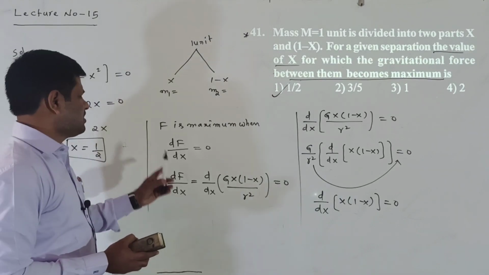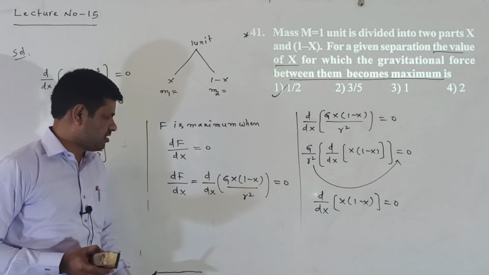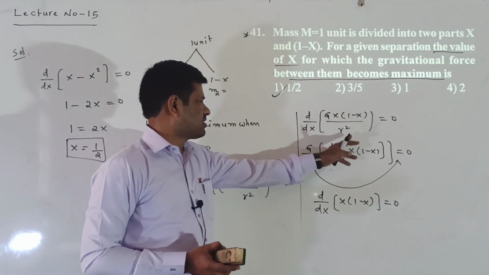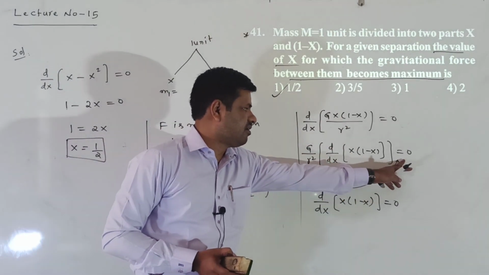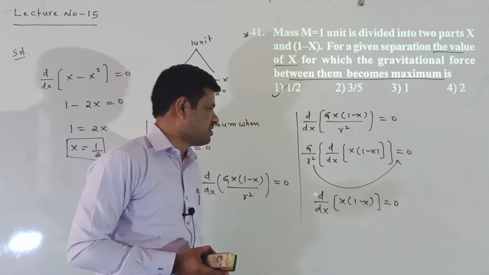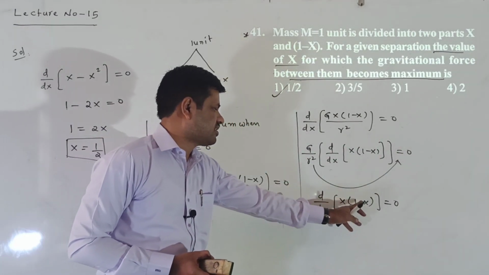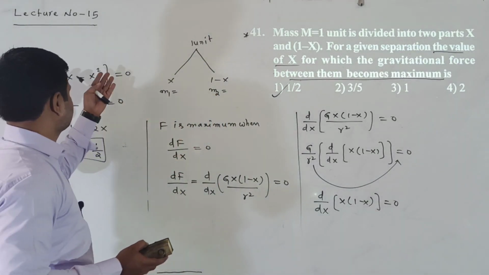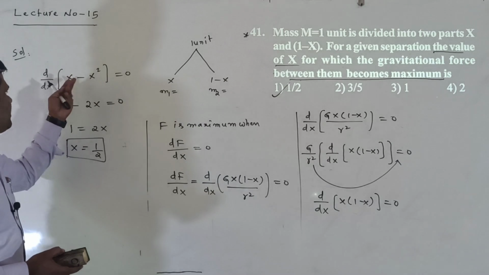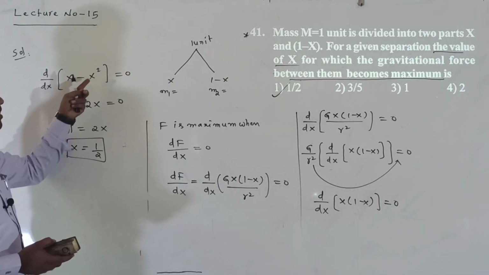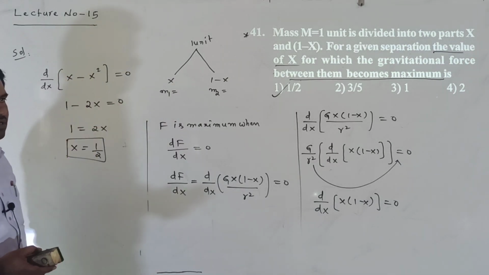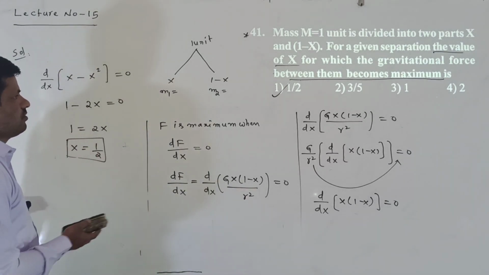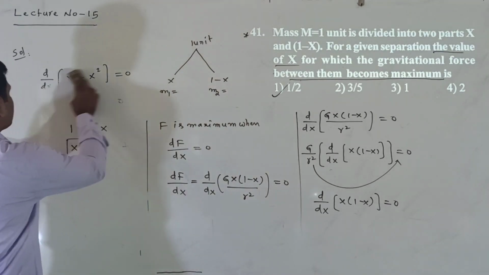Right, force is maximum means its first differentiation is 0, that F value I am substituting here. G by r square is constant, taking it outside, the remaining is d by dx of x into 1 minus x, which is x minus x square, equal to 0. When differentiating, x differentiation is 1, x square differentiation is 2x, equal to 0. Here 1 equals 2x, x equals 1 by 2. So which option is correct here? First option is correct.